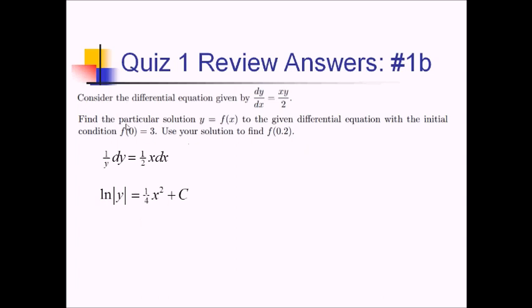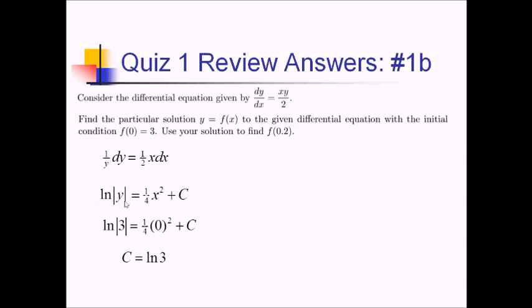Time to plug in my initial condition. So I'm plugging in 3 for y on the left side. On the right side, I plug in 0 for x. And that zeroes out everything except c on the right side, so I just have a c left over there. c equals ln of 3. I'm about to plug in ln of 3 for c, but before I do that, I have to resolve this absolute value here.